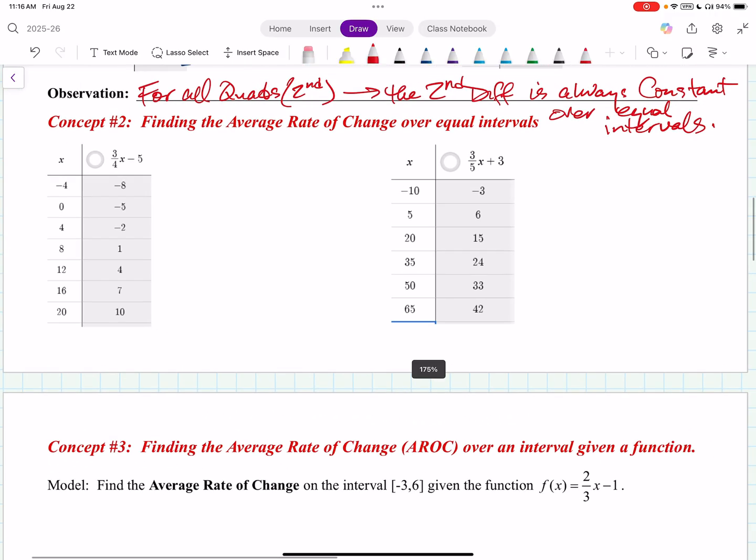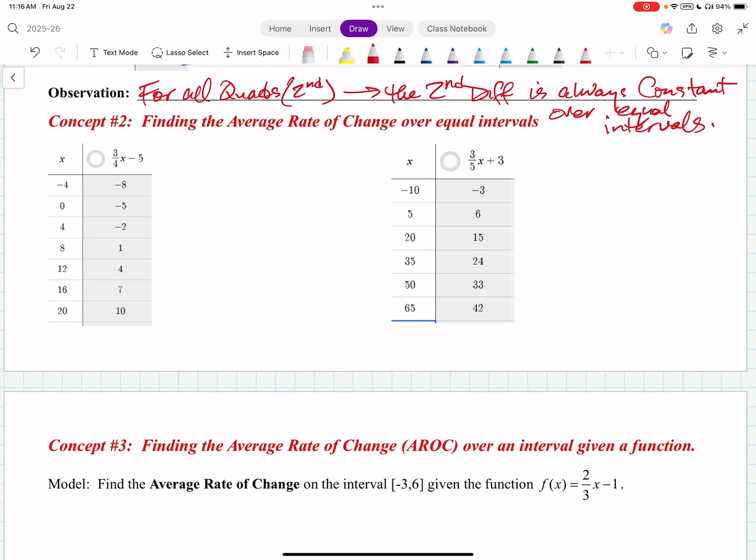Now let's switch concepts. Concept 2, finding the average rate of change. I'm going to abbreviate that AROC, and let's define it. We started talking about this in Algebra 1. I'm going to start simple here. We're given two different linear functions, and we're going to calculate the average rate of change. So let's define it first. You should already know this, but let's go over basics. For the average rate of change, you take delta y and divide it by delta x. This refers to the slope of the function.